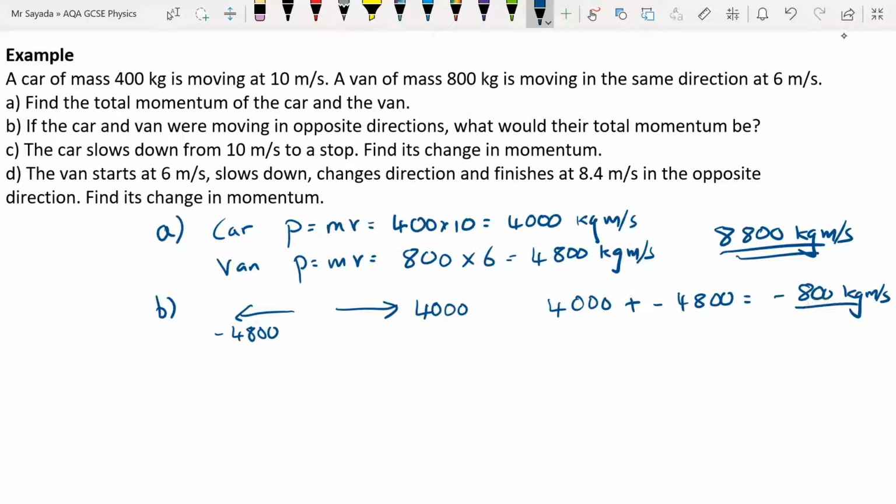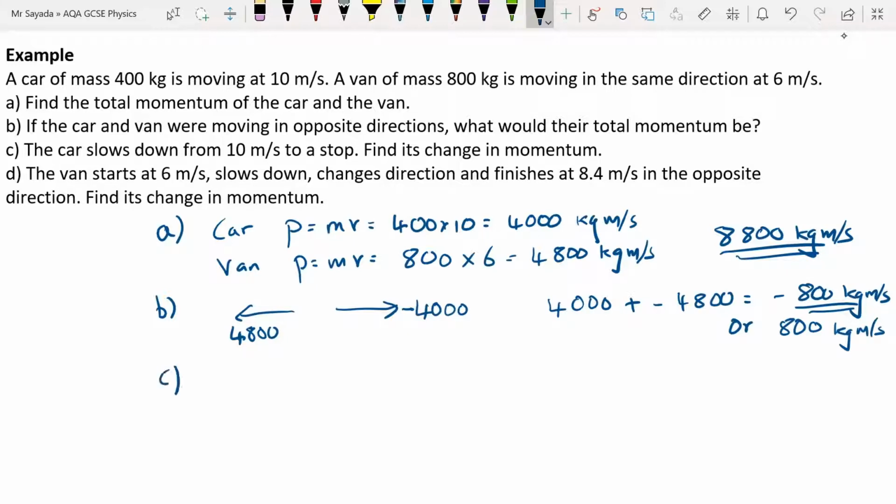If you've written just 800 kilogram meters per second, that's also fine. It just depends which direction you've taken as your positive direction. I could have equally put this minus in front of the 4,000 instead. And if I'd done that, I would have got an answer of positive 800. So direction matters. Momentum is a vector quantity.